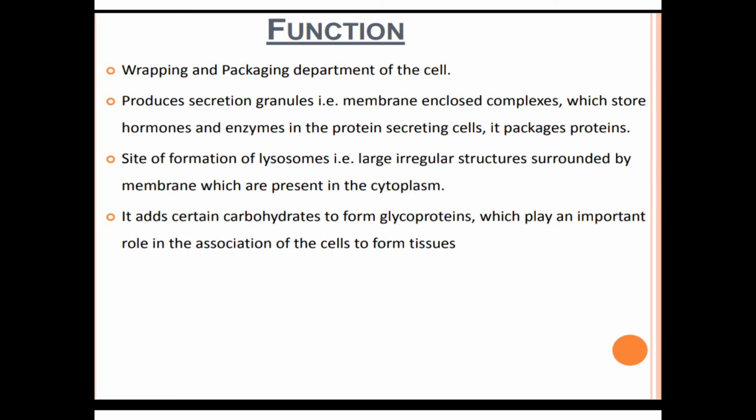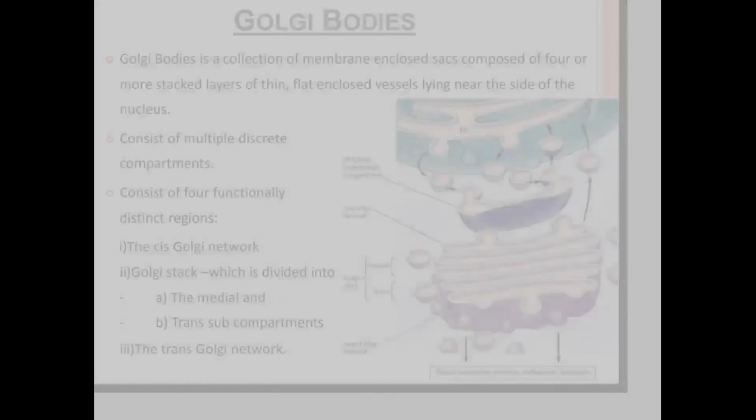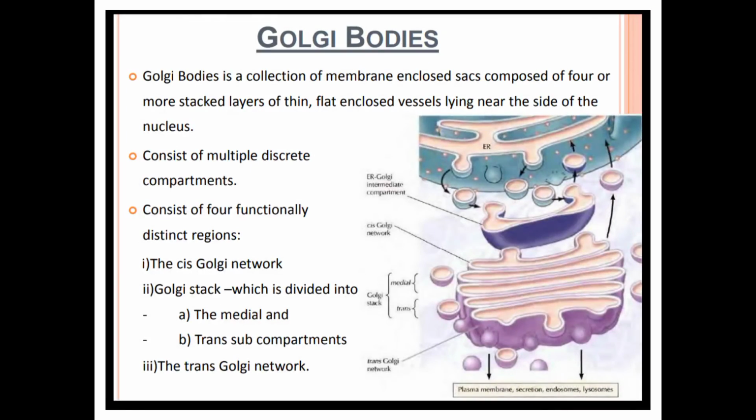For the formation of tissues, it adds certain carbohydrates to form glycoproteins which play an important role in the association of the cells to form tissues. It means it helps for the formation of tissues. So these are the functions of Golgi bodies.